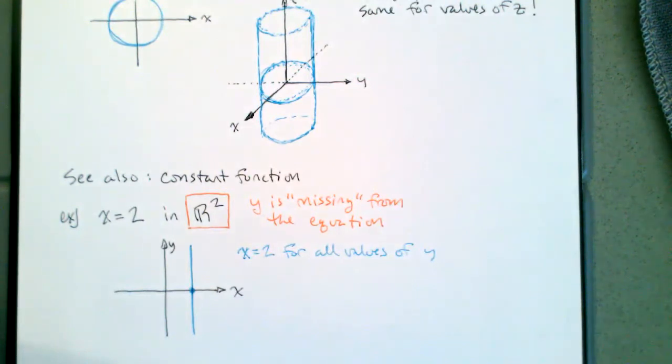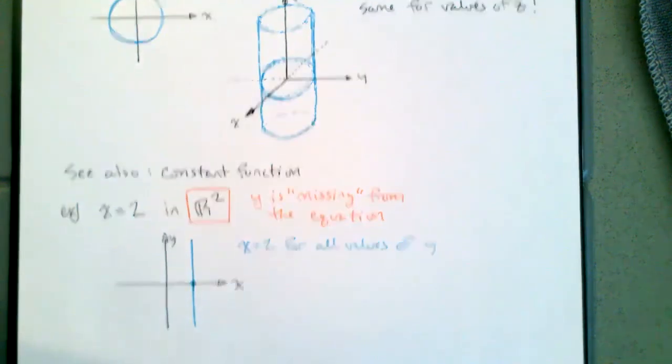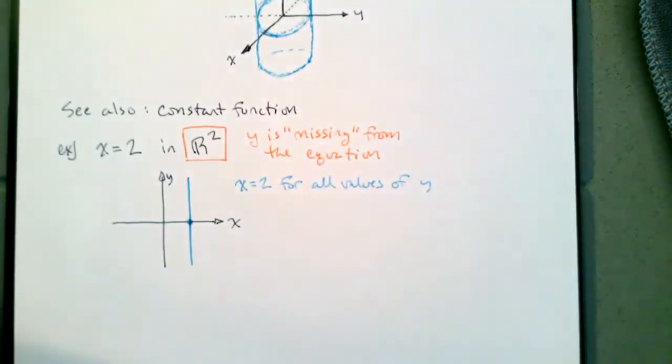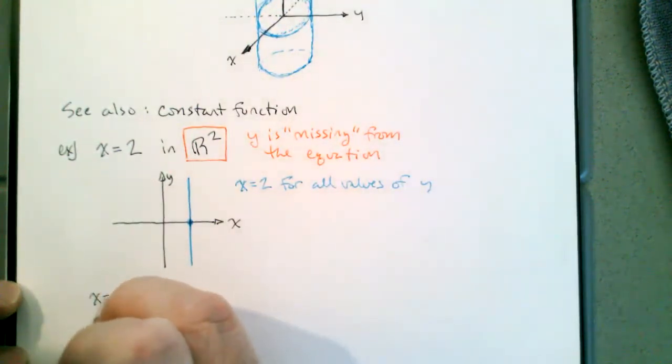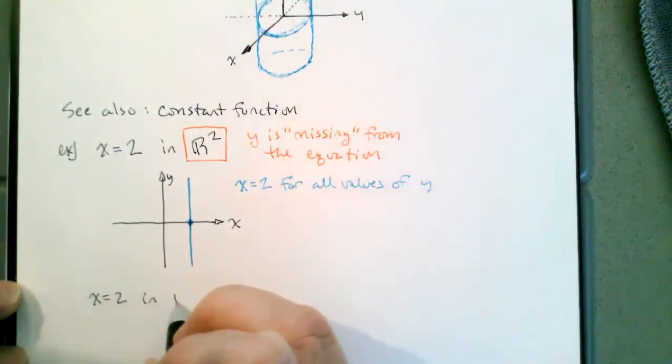And we can take this a step further. We can look at the equation x equals 2 in R3, where x is equal to 2, not only for all values of y, but for all values of z. So all pairs y and z. So what are we going to get if we graph x equals 2 in R3? Take a moment and think about x equals 2 in R3.